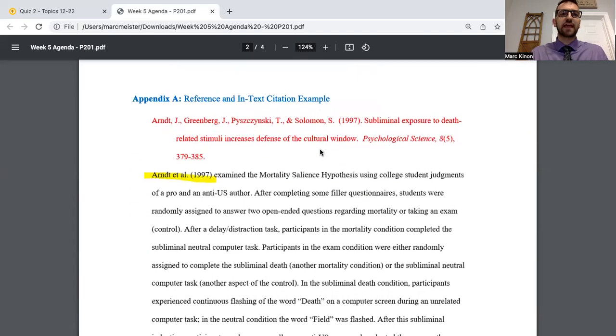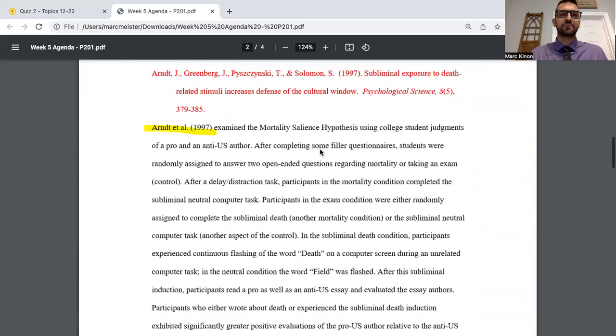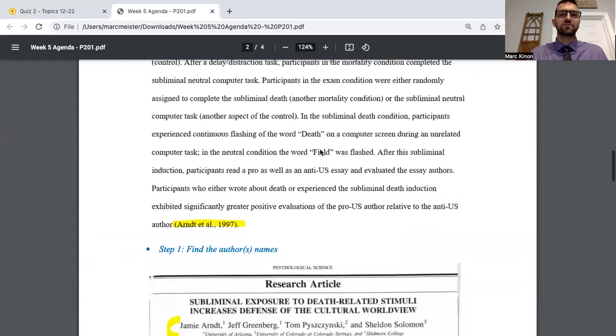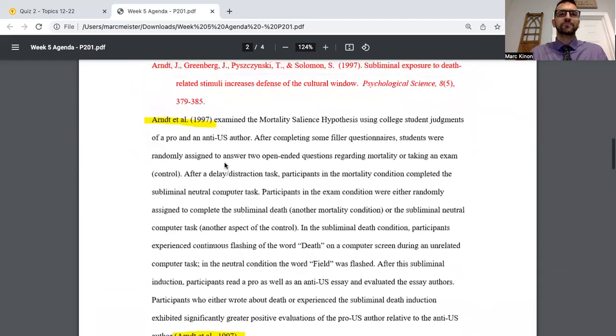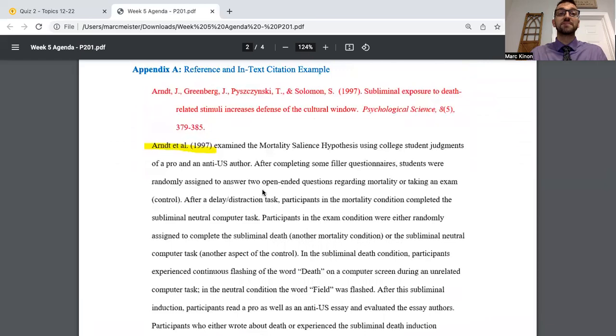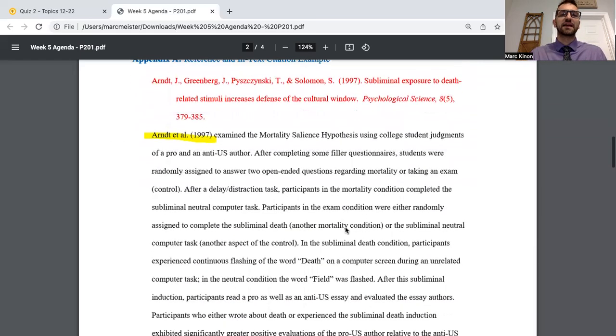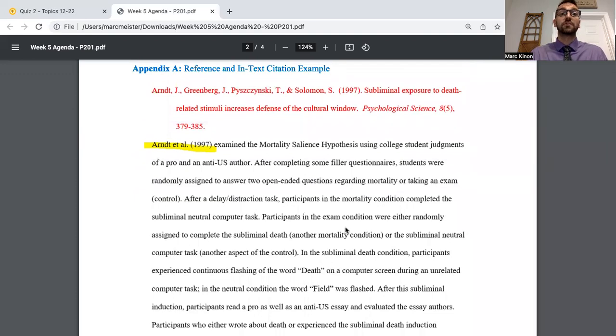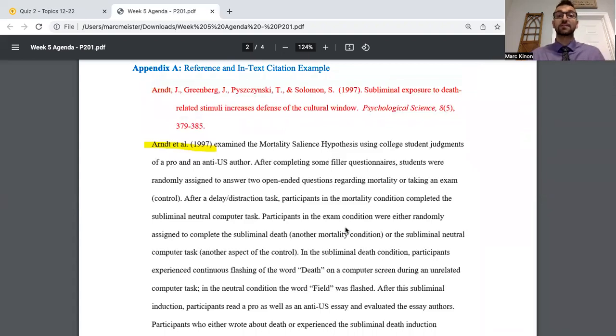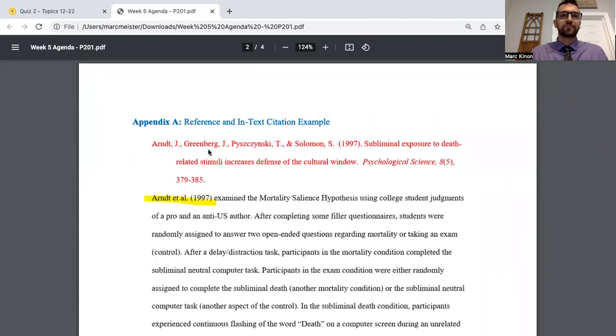So let's take a look at this. This is just an example of an article summary that I did. That being said, I'm expecting more from you in your article summaries. This was something I did for grad school. It's a little shorter, but I want you, again, to explicitly include all the details that we talked about in previous lectures.